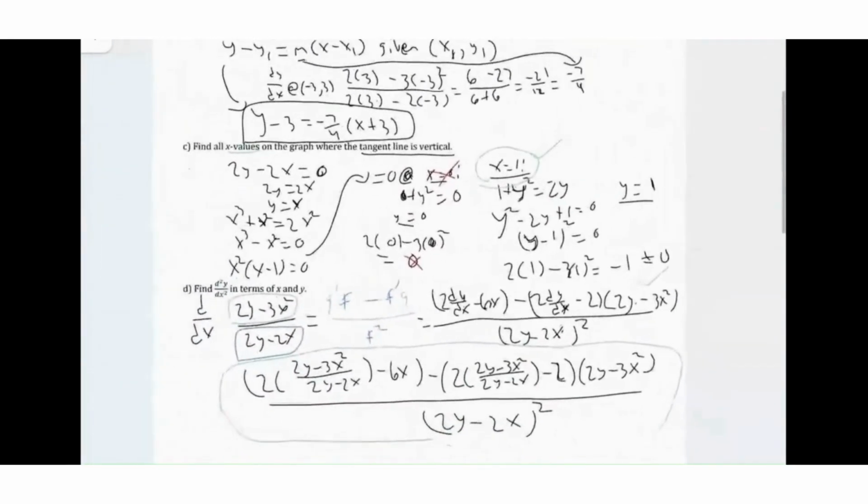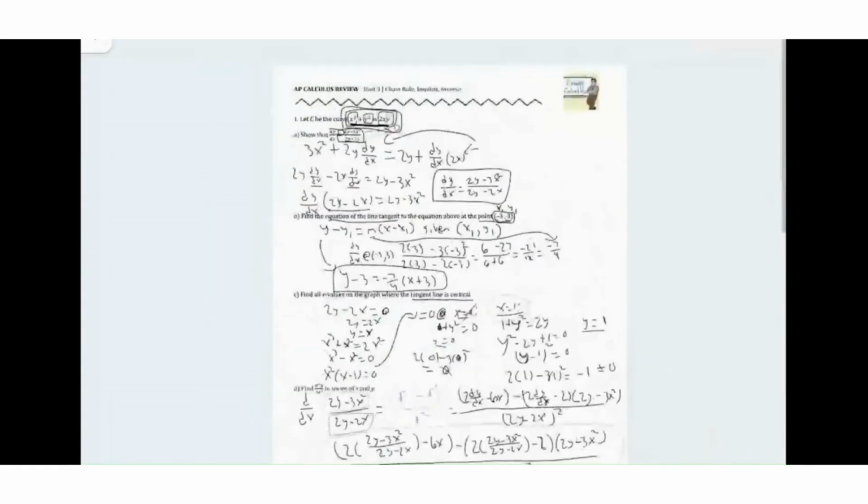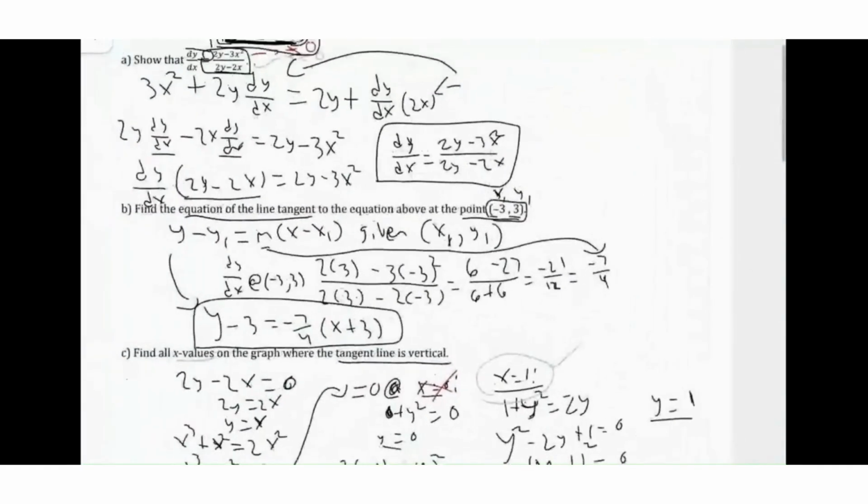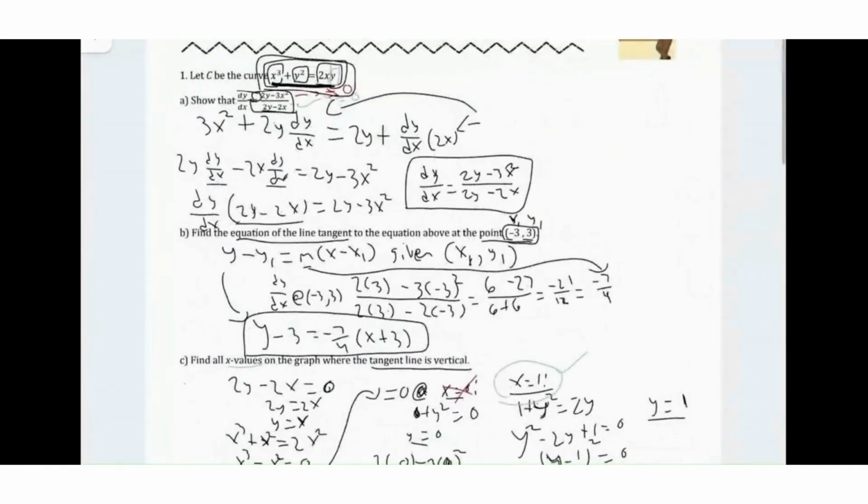Just one note on part C here. Here we're doing it vertical, right? But if we were doing it to be horizontal, just do it the other way around, where you're looking for your numerator to equal 0, while your denominator cannot equal 0.